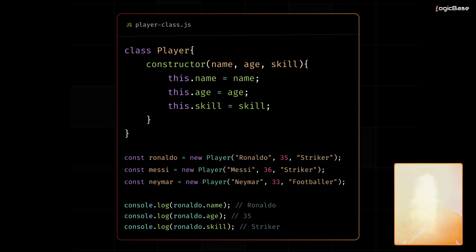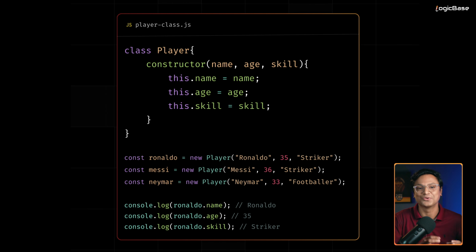Notice one thing here. The player class itself is not Ronaldo. Instead, it's the common structure from which many players like Ronaldo, Messi, or Neymar can be created. And only when we call new player, that's when the actual Ronaldo object is created. This way, our code becomes much cleaner and easier to read.